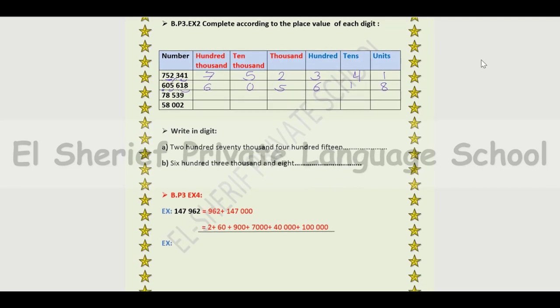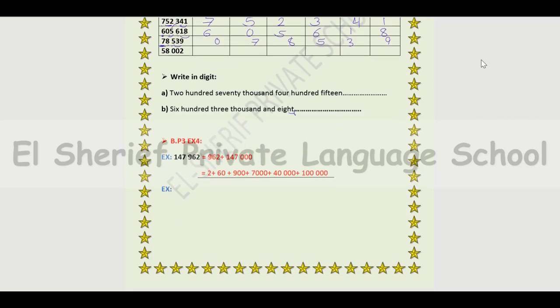The third number we have 78,539. So in units I have 9, in tens I have 3, in hundreds I have 5, 8,000, 7 in 10,000, and we have nothing. We can write 0 or not, and you can solve the last one by yourself.